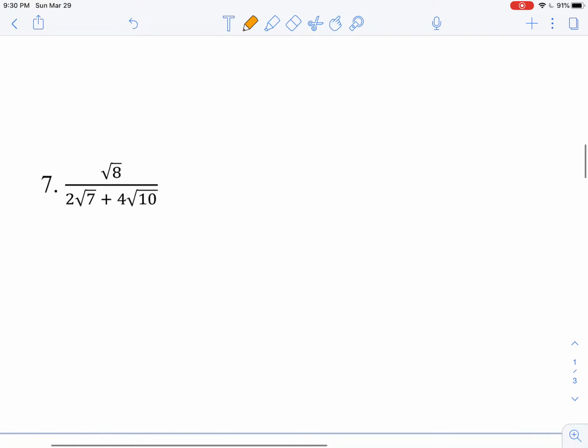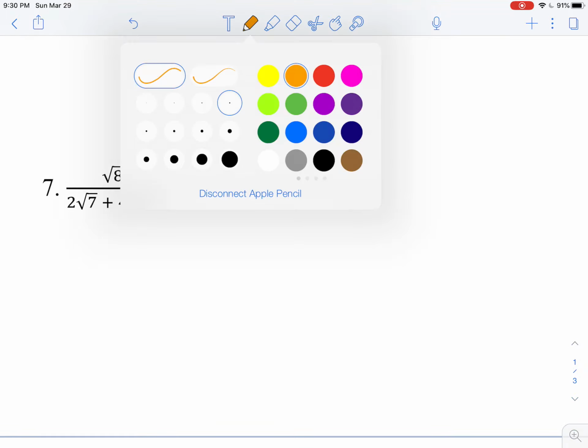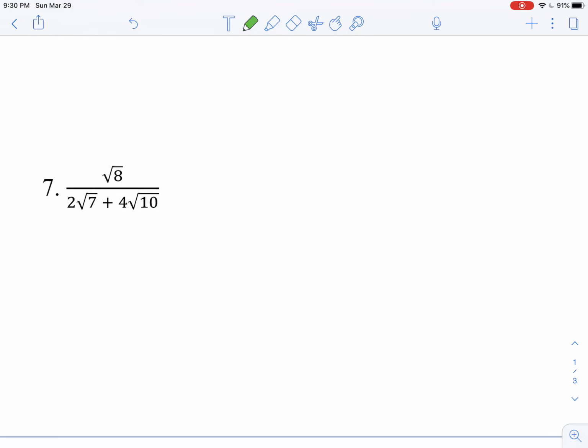And now for our last example. In question number 8, our denominator is a little bit more complicated. We're going to again multiply top and bottom of this fraction by our conjugate. Since the denominator is 2 root 7 plus 4 root 10, we're multiplying by 2 root 7 minus 4 root 10.